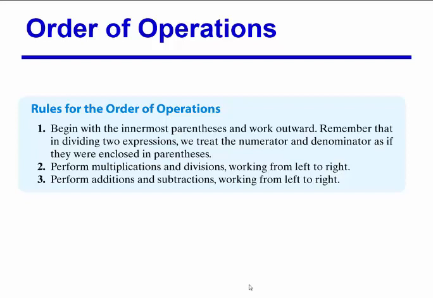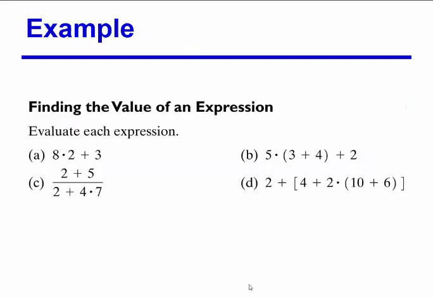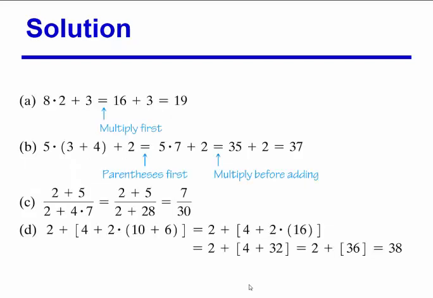Mistakes are made all the time, but that's okay. That's why we're in class, to try to correct those. And then for another example, find the value of the expression. So for A, we have 8 times 2 plus 3. And then B, we have 5 times (3 plus 4) plus 2. 3 plus 4 is in parentheses. For C, we have 2 plus 5 divided by 2 plus 4 times 7. And you can see D.